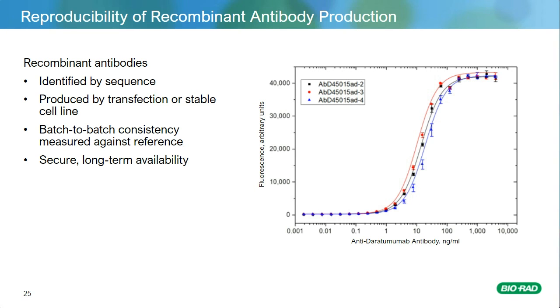We can also identify one of those lots as a reference lot. We can aliquot it down and freeze it. And then for every subsequent batch we make of that particular clone of antibody, we can do a comparison study to that original reference lot, so that we can show that the reagent performance is not drifting over time.